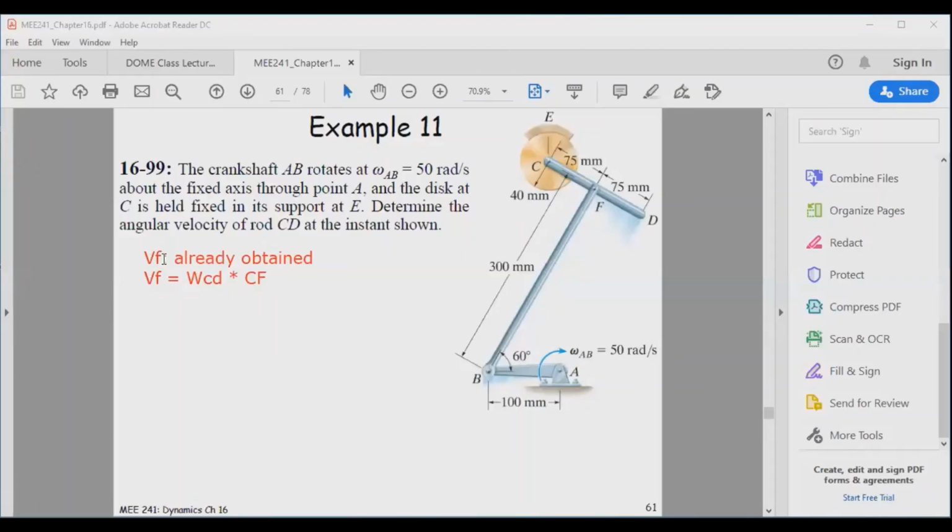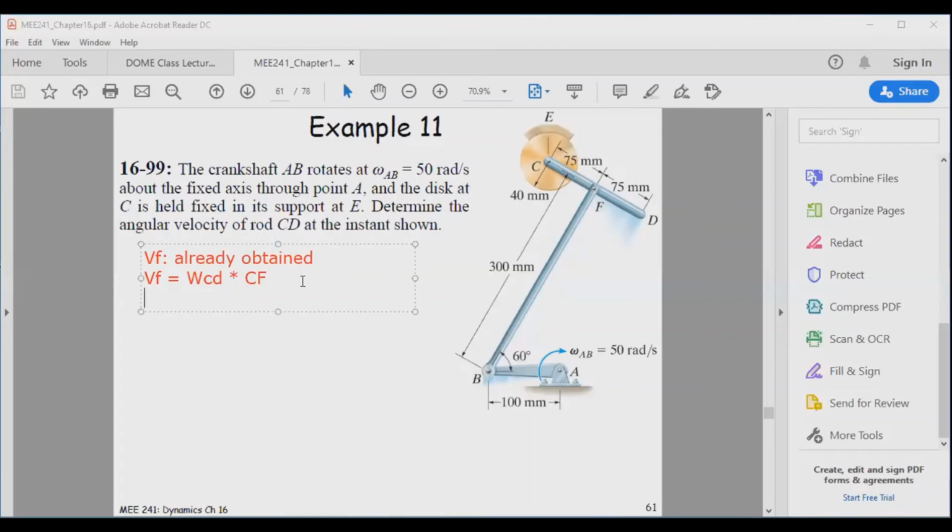All right, guys. So now we obtained VF already from the previous part, and now we're going to try to find omega of link CD. I know VF is going to be equal to omega of CD multiplied by CF, right? And remember, omega CD is the same as omega CF, same link.